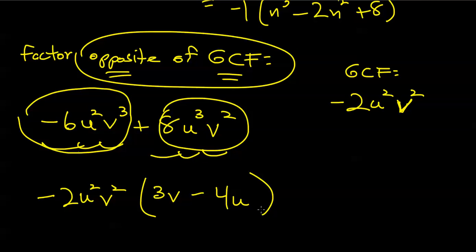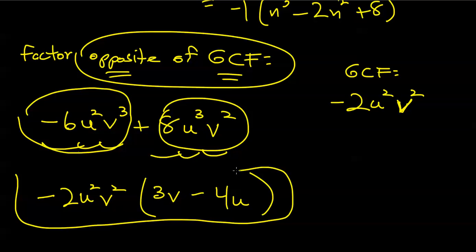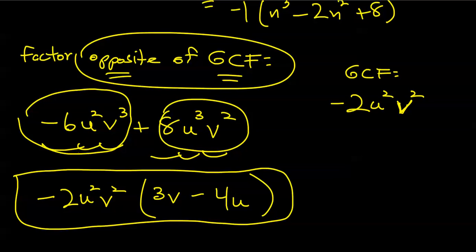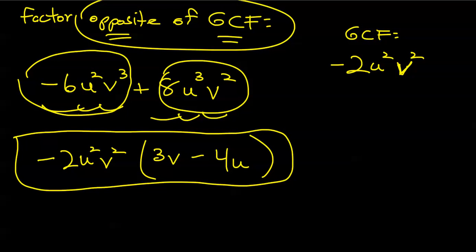So inside the parentheses, I'll have the remaining, or what I call the residue factors, of 3v and 4u with the indicated signs. Minus 2u squared v squared times 3v minus 4u. Right, and of course we could multiply at any time to check, so I'll leave that for you to perhaps work out. I'll say multiply to check, and I'll say if necessary, not always necessary.